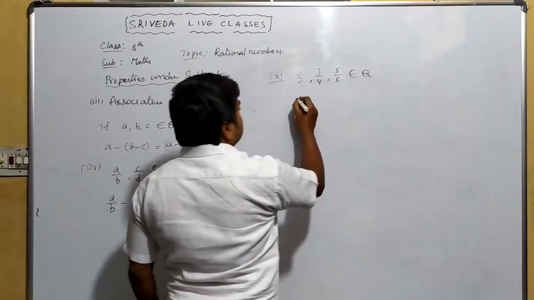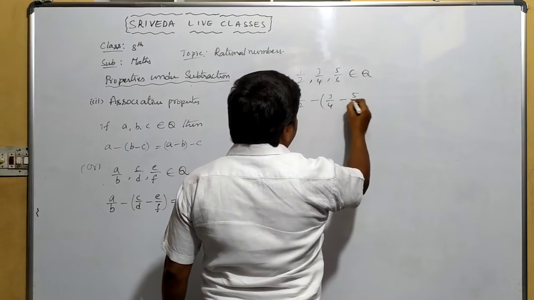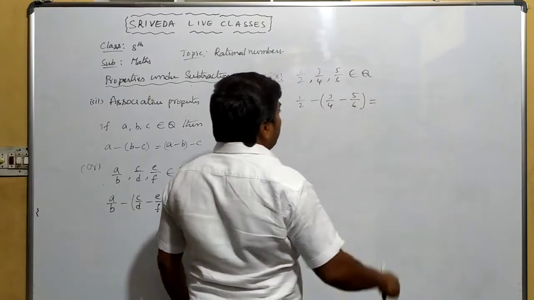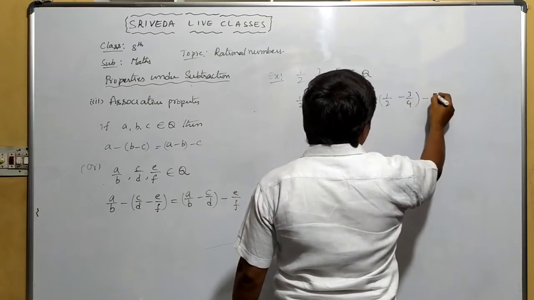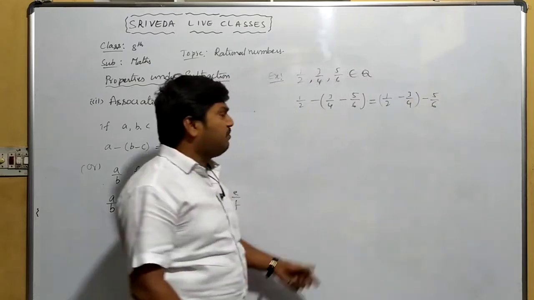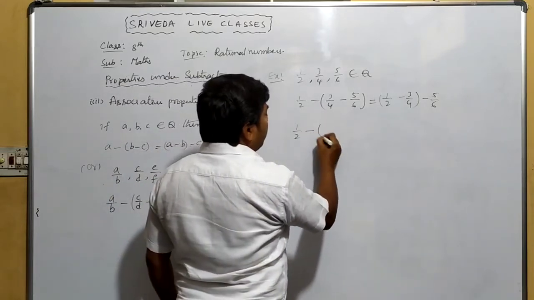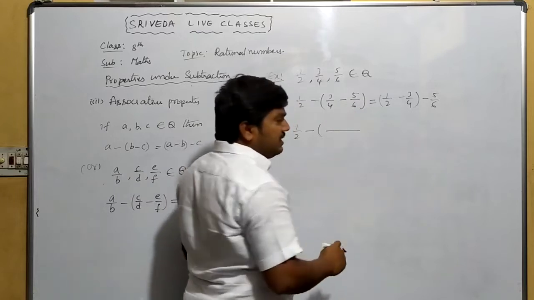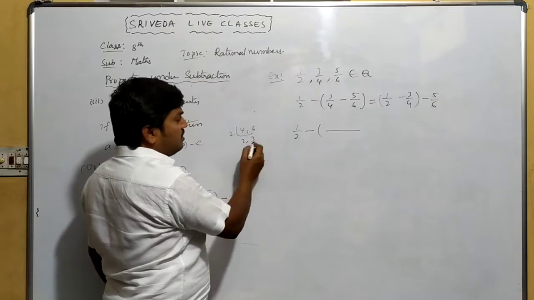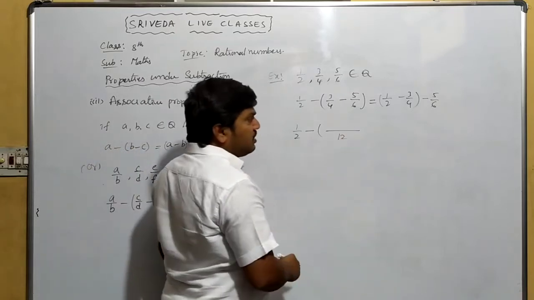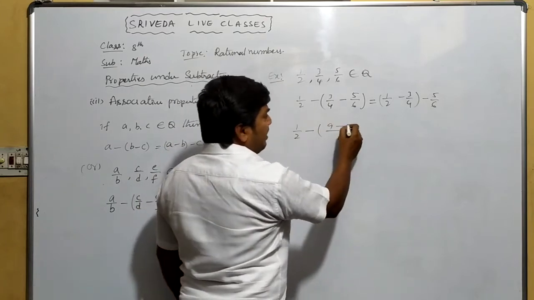A minus (B minus C), that is 1 by 2 minus (3 by 4 minus 5 by 6) equal to, so what is that? We need to verify whether it is satisfied or not. 1 by 2 minus of... you see that? 4 and 6, the LCM. 2 2s are 4, 3 4s are 12, 12 is the LCM. 4 3s are 12, 3 3s are 9, minus 6 2s are 12, 5 2s are 10.